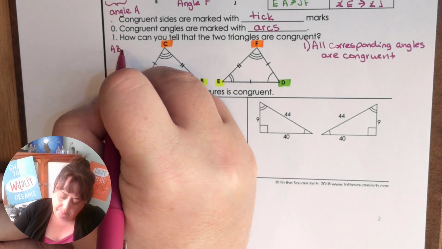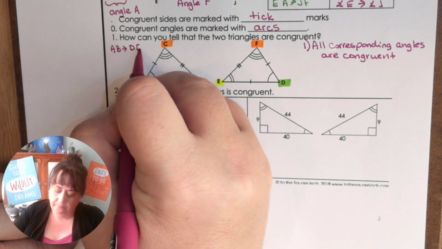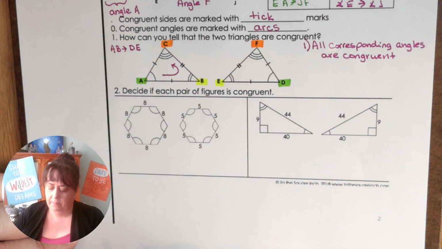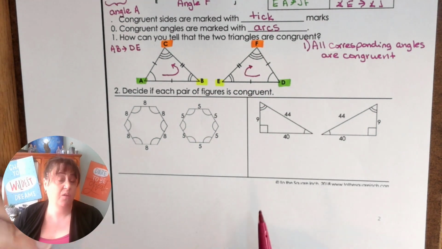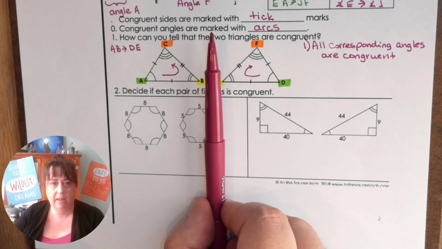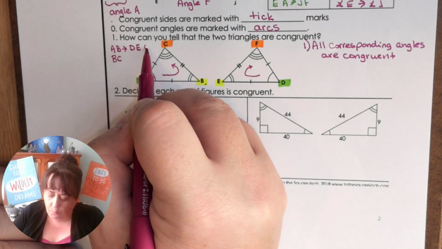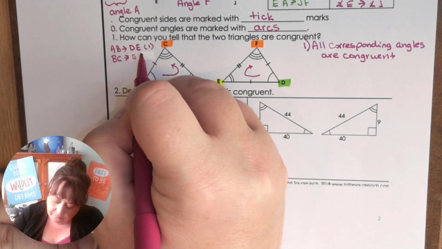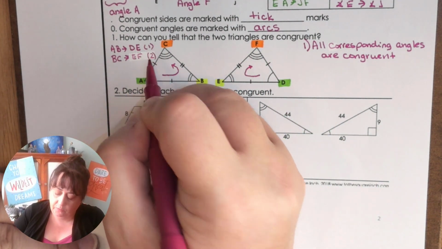Did A to B go to D to E? I'm going around my triangle this way. So A to B went to D to E. So that means it went around this way. And that's okay that they're going around in different ways, because it kind of looks like a mirror image, right? Like if I put a line here and flipped it over. So A to B went to D to E, and this had one tick mark. BC went to E to F. On this side it has 2 marks. On this side it also has 2 marks, so that's a good move.